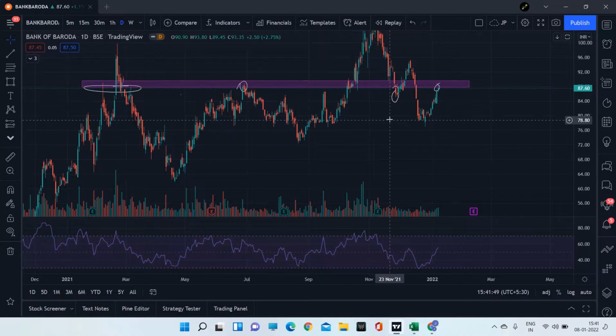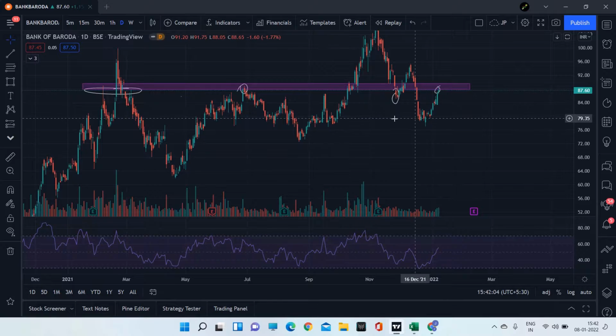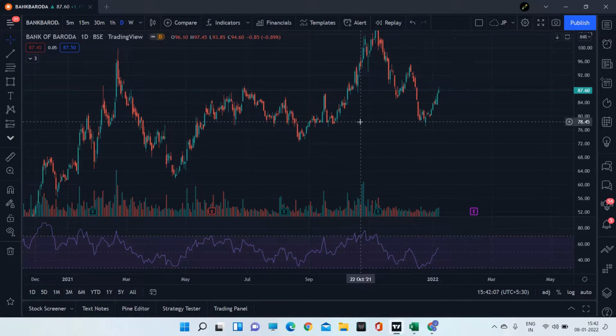What I did is I identified three or more points from where the stock has taken reversal in the past sessions. So one here, 1, 2, 3, yes, 4, and currently it is the 5th. So I'll consider this as my resistance zone. This is useful on any time frame.